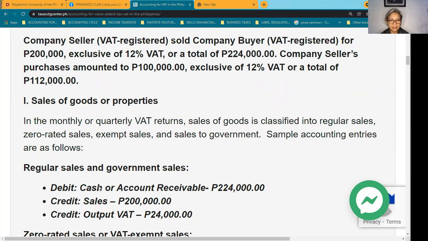So, ang entry natin kapag nagbenta will be a debit to cash or accounts receivable, 224,000, and credit sales, 200,000, and credit output VAT, 24,000. So, itong output VAT na to is in the form of liability. We have to remit this to the BIR if there are no input VAT that can be deducted from this.